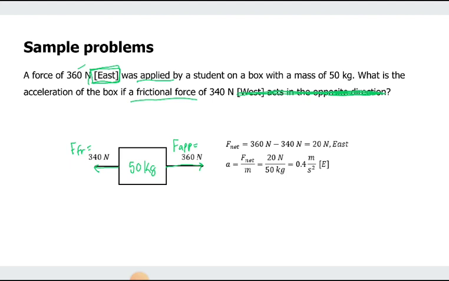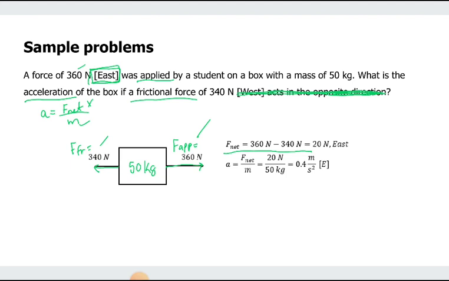That's thereby creating a frictional force. So we need to find the acceleration. Our formula is net force over mass. We know the mass, but not the net force. But we can simply compute for that, since we are given the two forces along the x. You can see the computation here: 360 newtons takes the positive sign, while 340 takes the opposite sign.